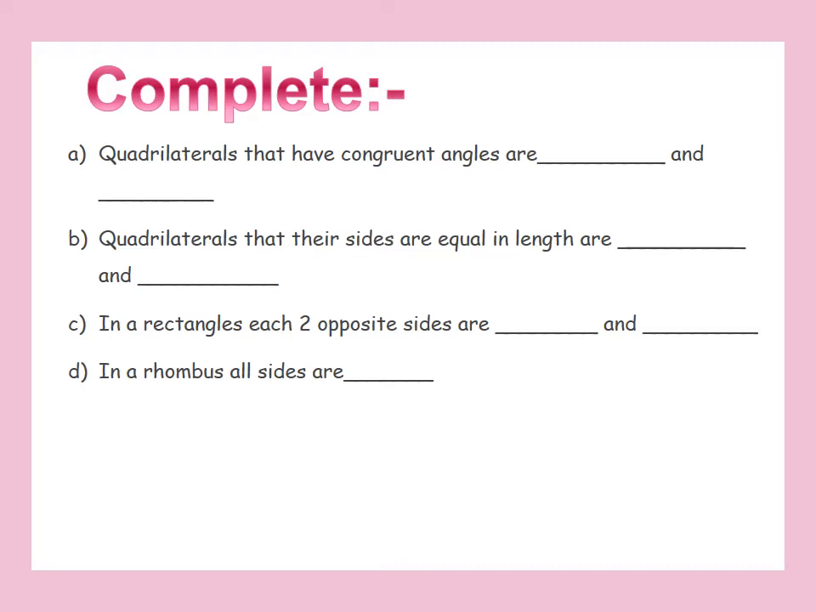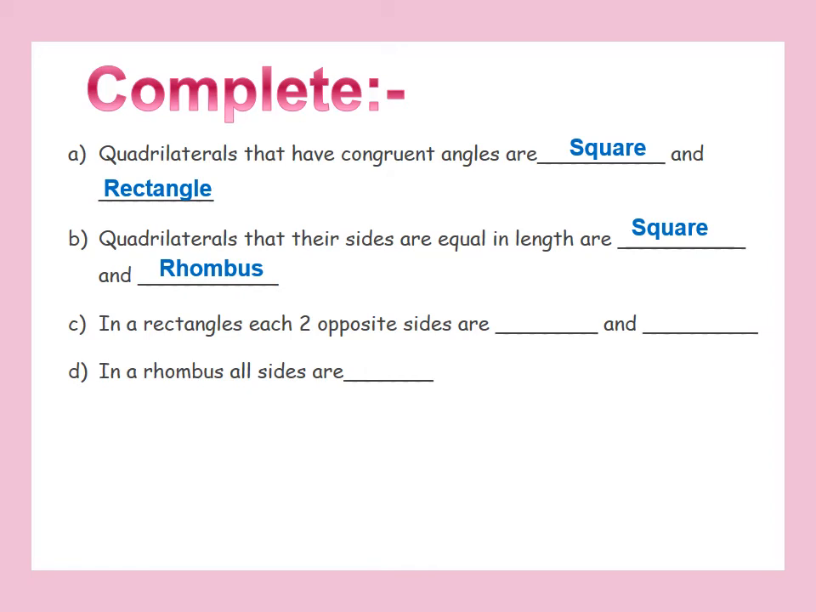What are the quadrilaterals that have congruent angles, or similar angles, similar shape of vertices? It's a square and a rectangle. They have similar shape of vertices, which means similar angles, congruent angles. The next one, quadrilaterals whose sides are equal in length, are square and rhombus. Okay, excellent. Primary 3.